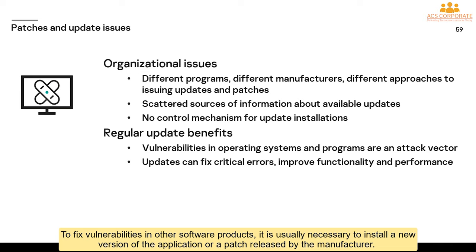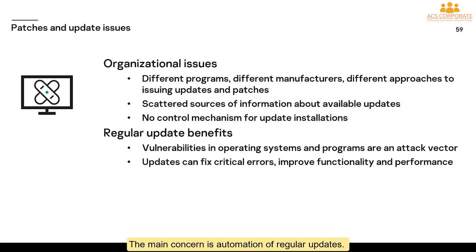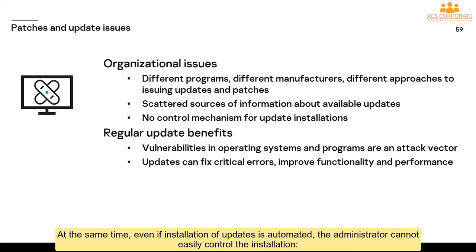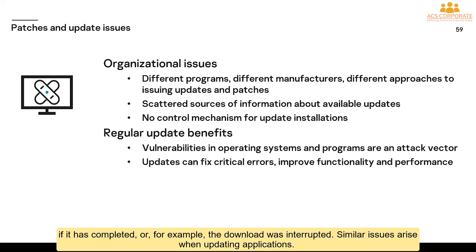To fix vulnerabilities in other software products, it is usually necessary to install a new version of the application or a patch released by the manufacturer. The main concern is automation of regular updates. While Windows provides tools that automate updates, installing updates for other products involves a lot of manual work. At the same time, even if installation of updates is automated, the administrator cannot easily control the installation, whether it has completed, or, for example, the download was interrupted.